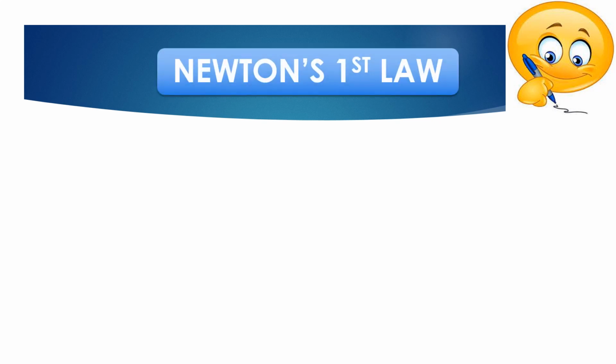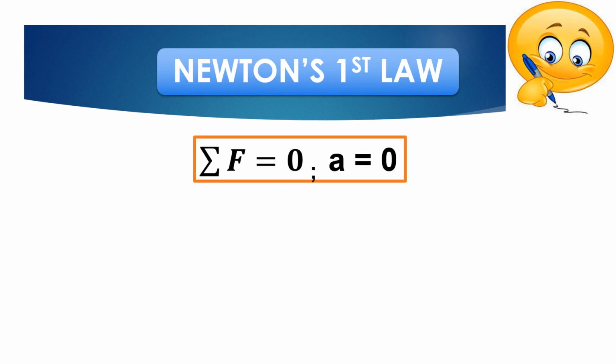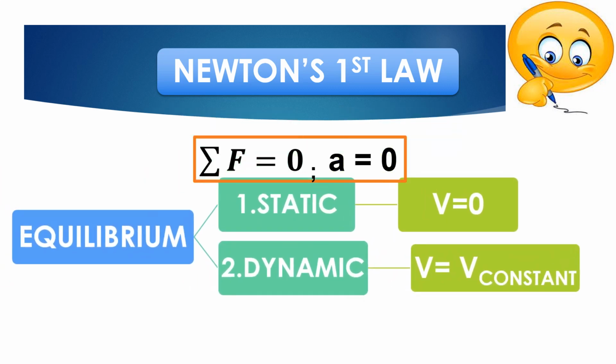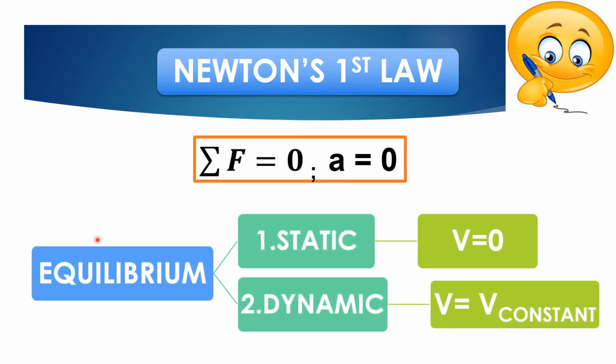Okay, first we discuss Newton's first law. Newton's first law states that when the net force is equal to 0, the acceleration is equal to 0. No acceleration, so the object must be in an equilibrium state. So we have two types of equilibrium. First is static equilibrium, where the object is at rest or has no motion, where the velocity is 0.